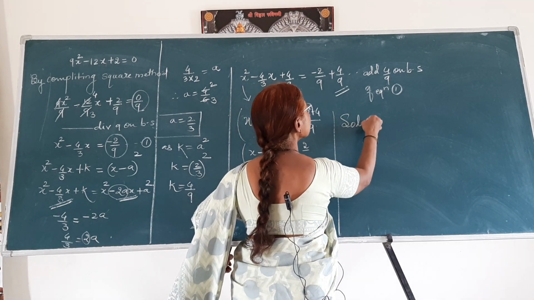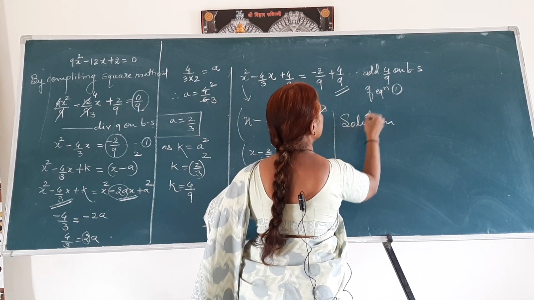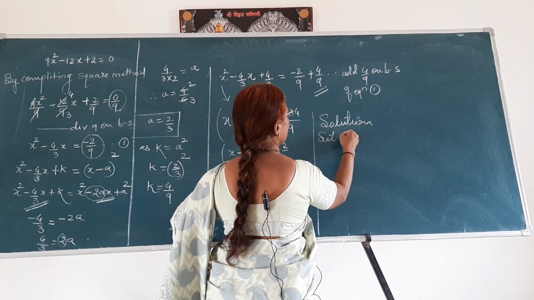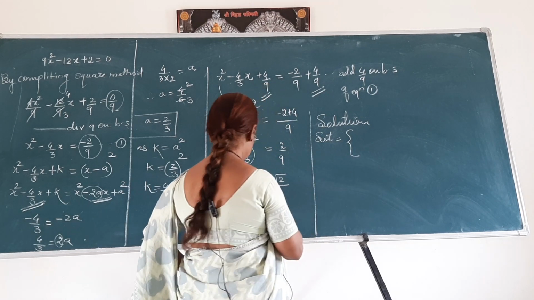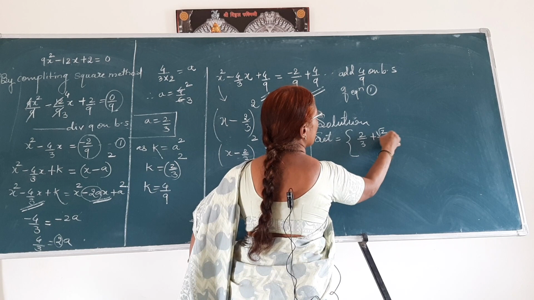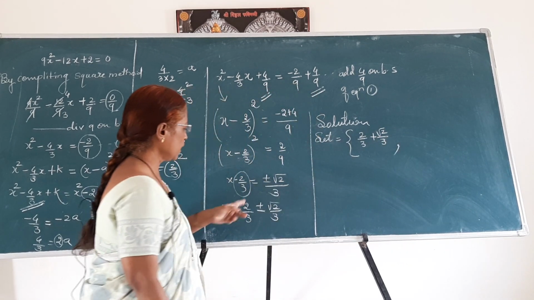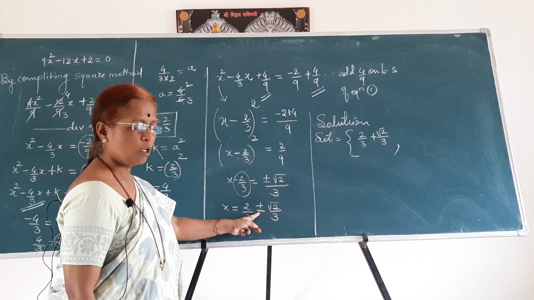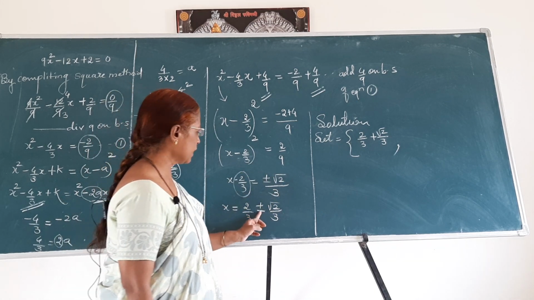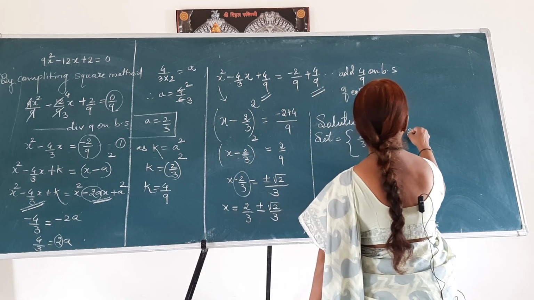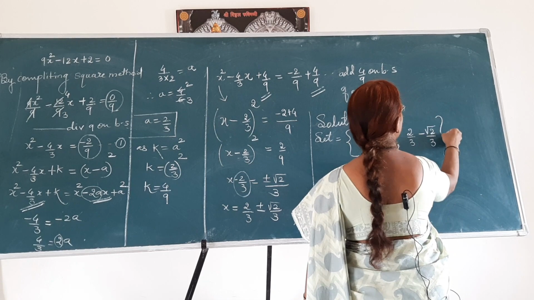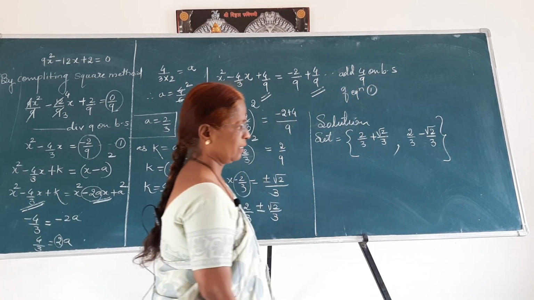The solution set of the given quadratic equation is, in curly brackets, you can write 2 by 3 plus root 2 upon 3, and with plus or minus, two signs are here. So one time I consider plus, and in the next value we will consider minus sign, so that it becomes 2 by 3 minus root 2 upon 3, curly bracket complete.